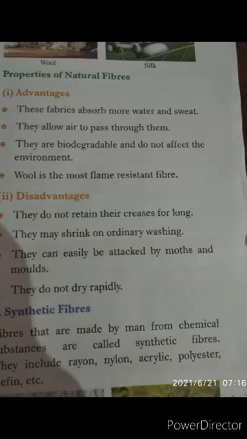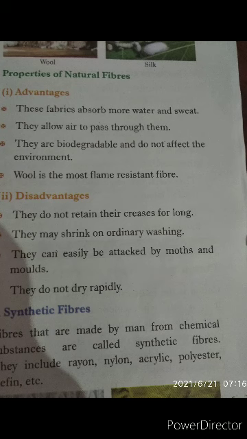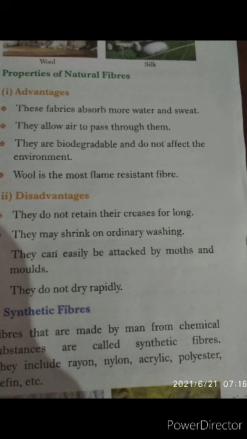Next one, animal fibers. Fibers that are obtained from animals are called animal fibers. Wool and silk are examples of animal fibers. Wool we get from sheep. You can see their picture also. And silk we get from the silkworm. Silkworm's picture is given there. From the silkworm we get silk.